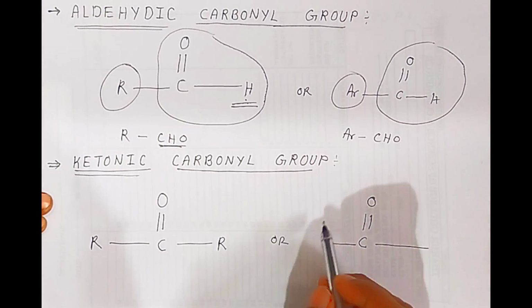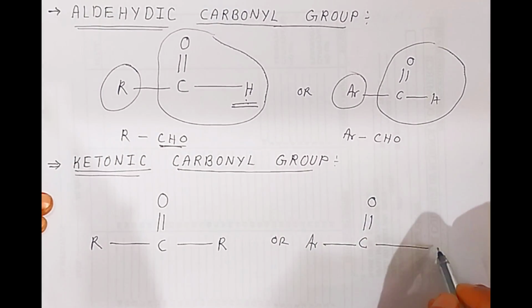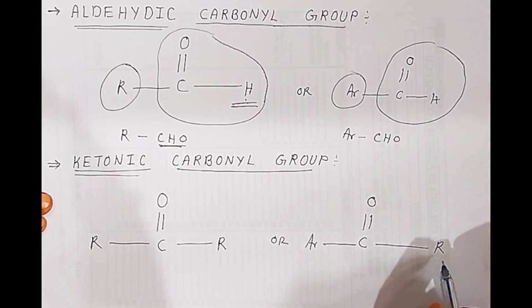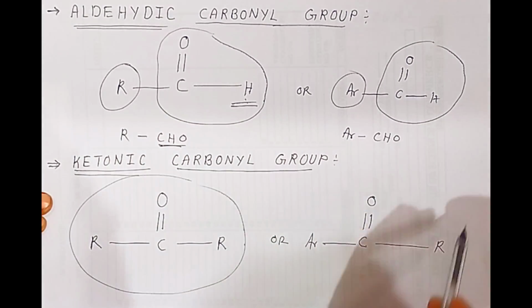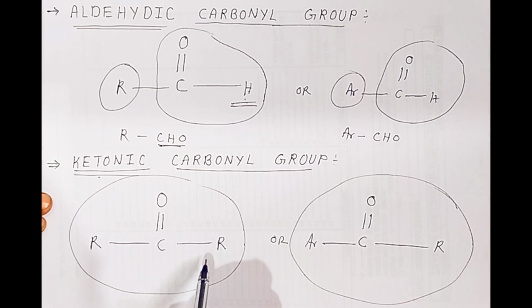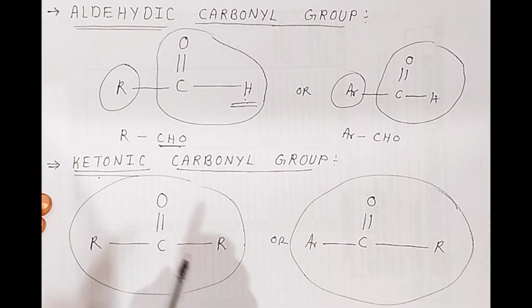This carbonyl group may also contain an aryl group. One may be aryl, the other may be alkyl. Or both valencies may be occupied by aryl groups. Again, this type of group we call a ketonic carbonyl group. Understanding, students? So when both valencies are occupied by aryl or alkyl groups, that is called a ketonic carbonyl.